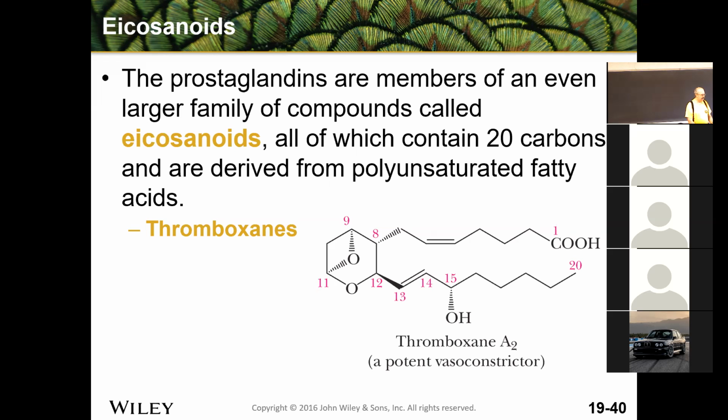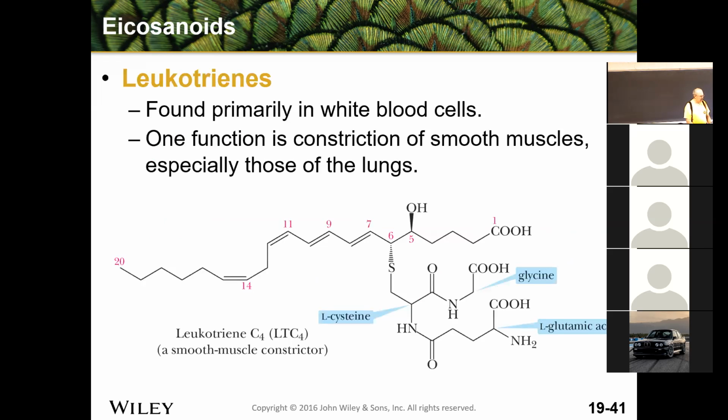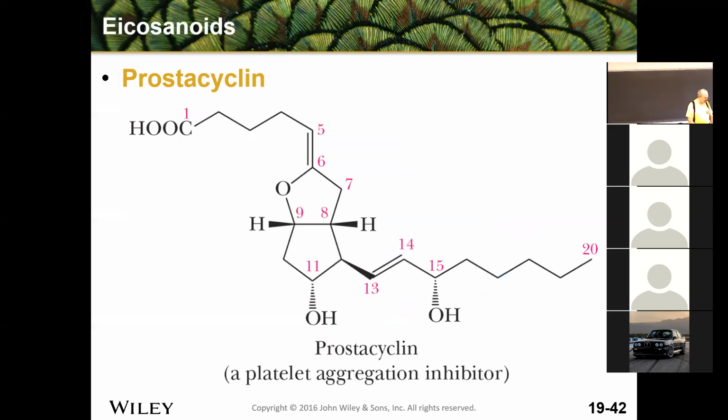Okay, here we have the eicosanoids. Again, these are all 20 carbons like the prostaglandins. They're derived from polyunsaturated fatty acids. This one is a vasoconstrictor. Leukotrienes are found primarily in white blood cells. One function is constriction of smooth muscles, especially those of the lungs.